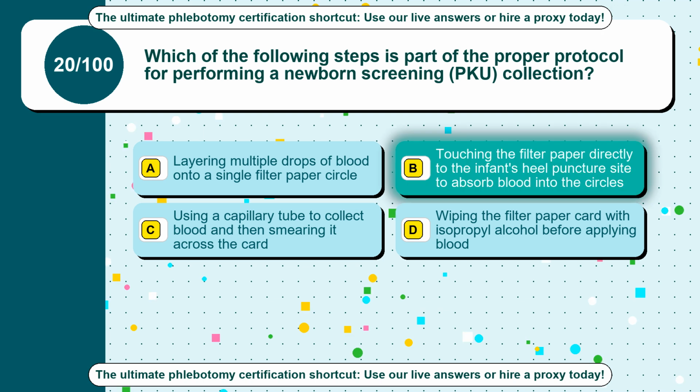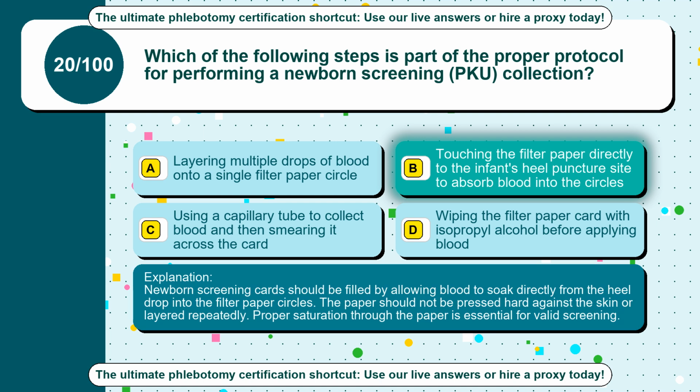The correct answer is option B. Touching the filter paper directly to the infant's heel puncture site to absorb blood into the circles. Newborn screening cards should be filled by allowing blood to soak directly from the heel drop into the filter paper circles. The paper should not be pressed hard against the skin or layered repeatedly. Proper saturation through the paper is essential for valid screening.